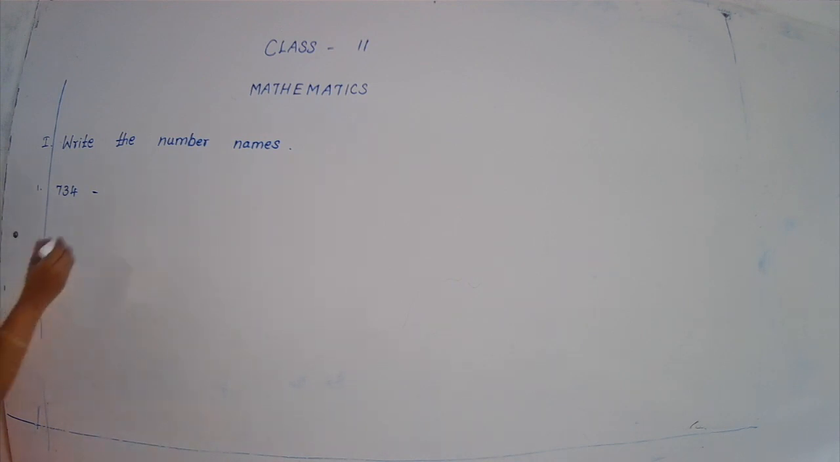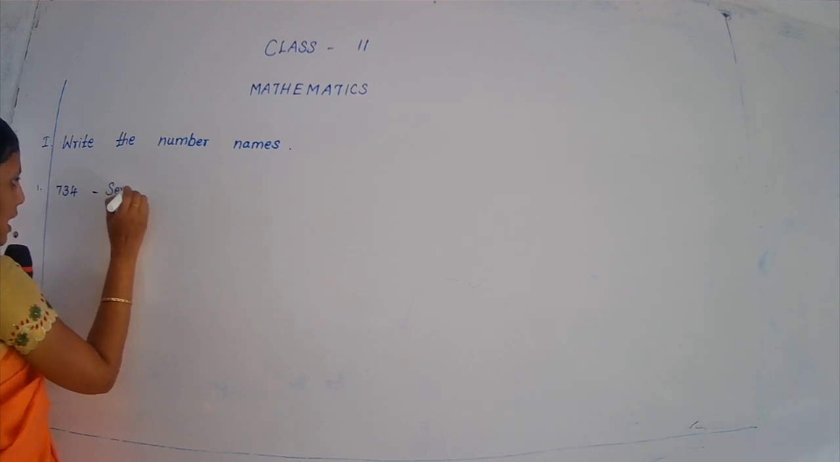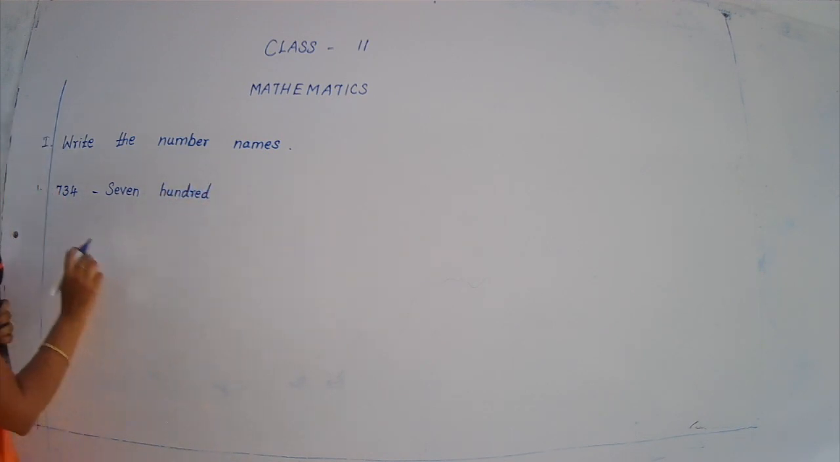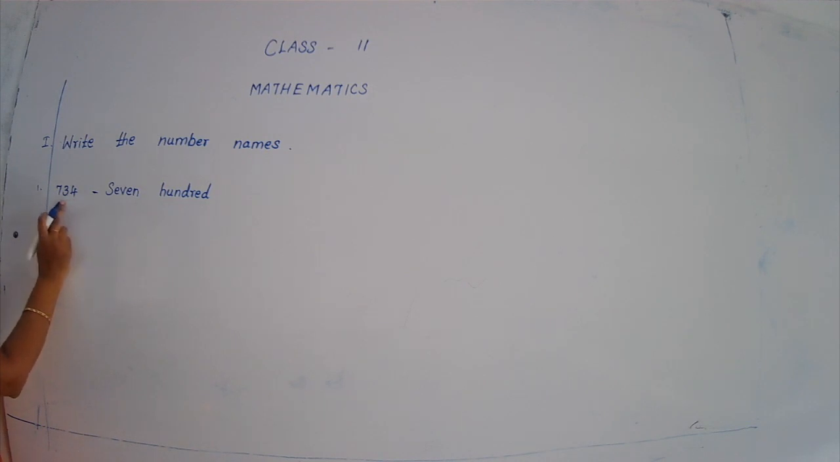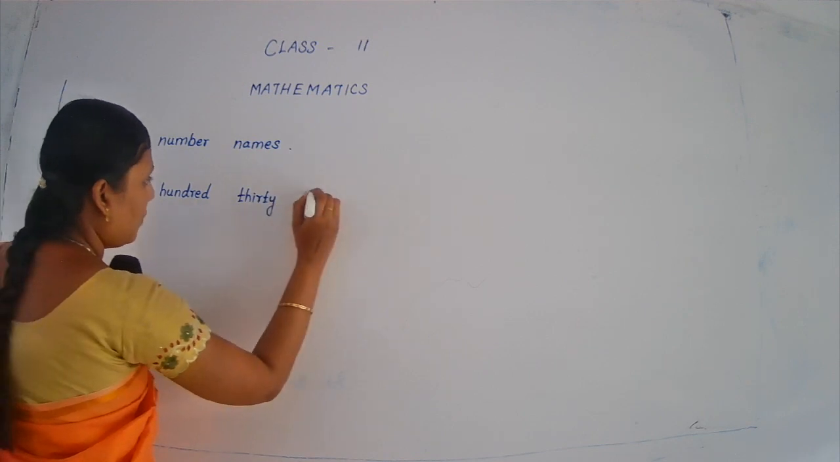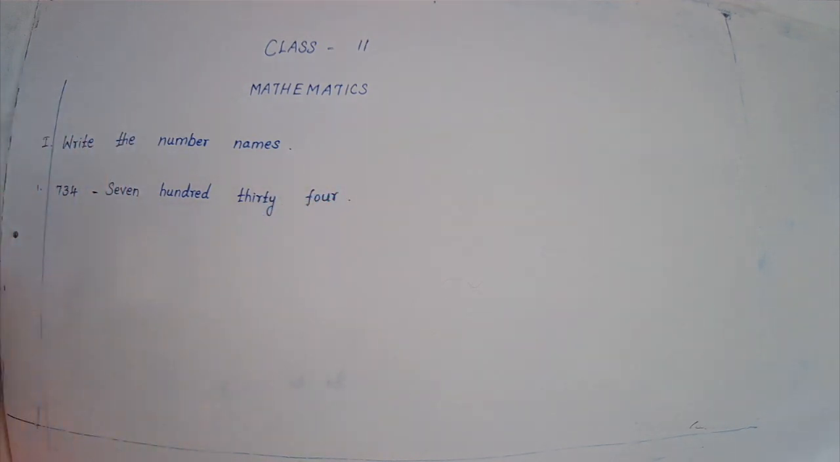Okay children, 734. Say the spelling for 734. S E V E N, 7, H U N D R E D, 700. What is this number? 34. T H I R T Y, 30, F O U R, 4, 34. 734. See the board and read the spelling. S E V E N, 7, H U N D R E D, 30, F O U R, 4, 34.